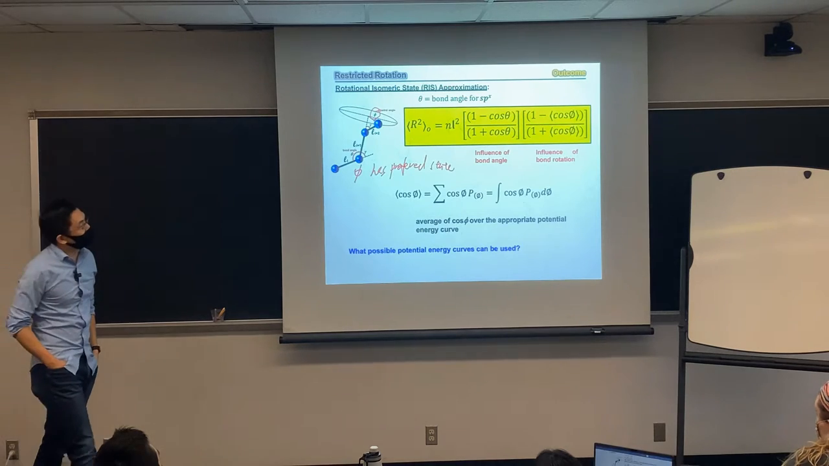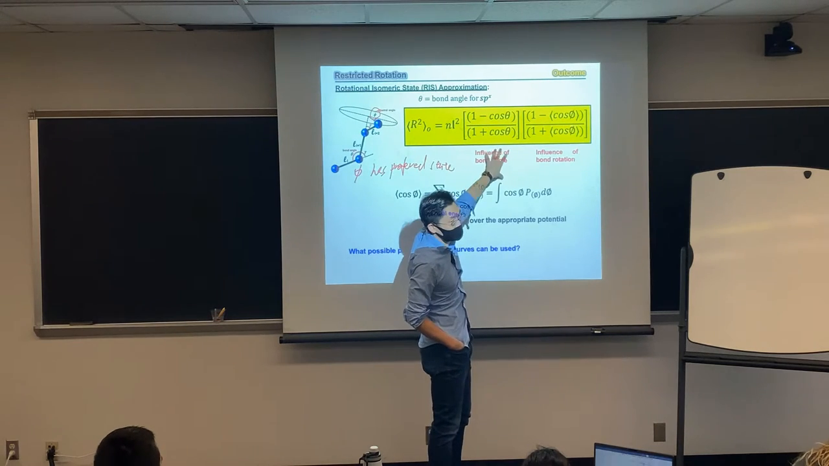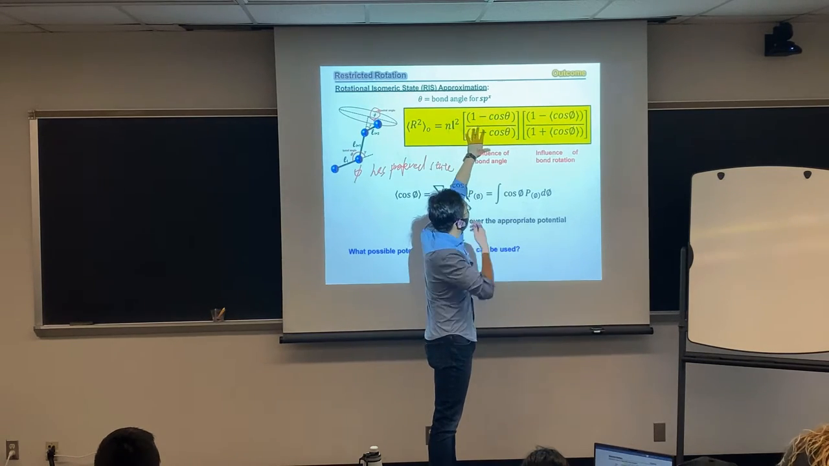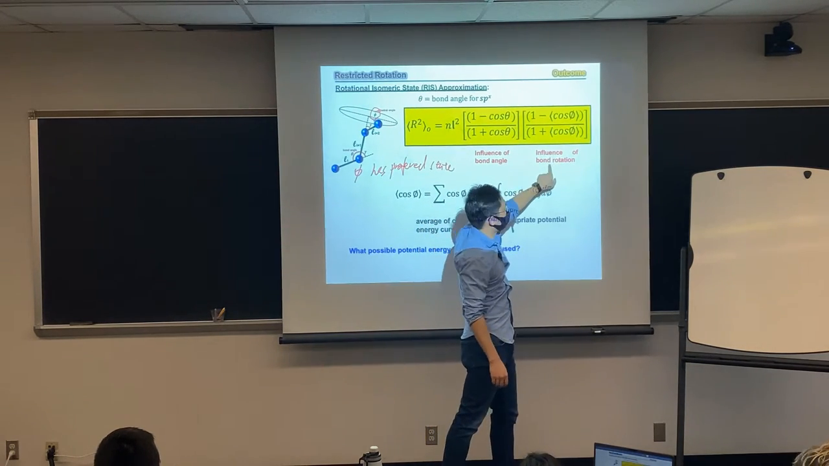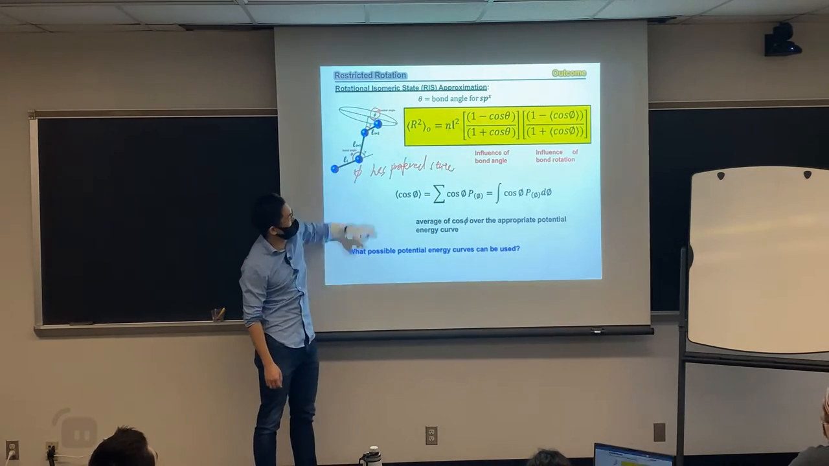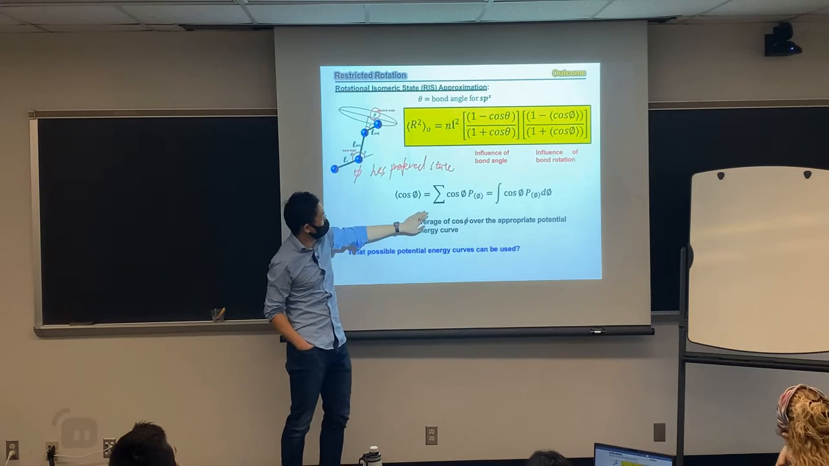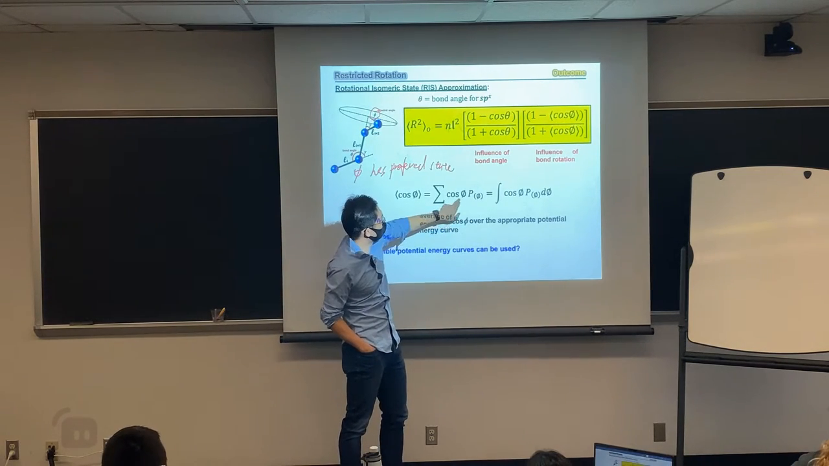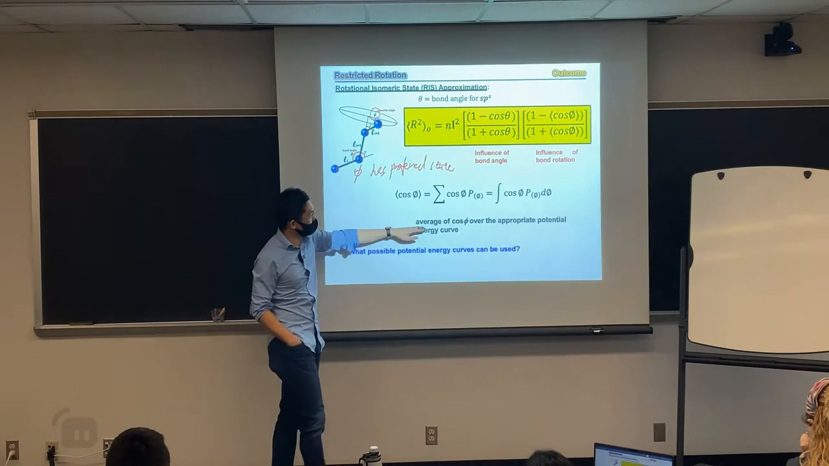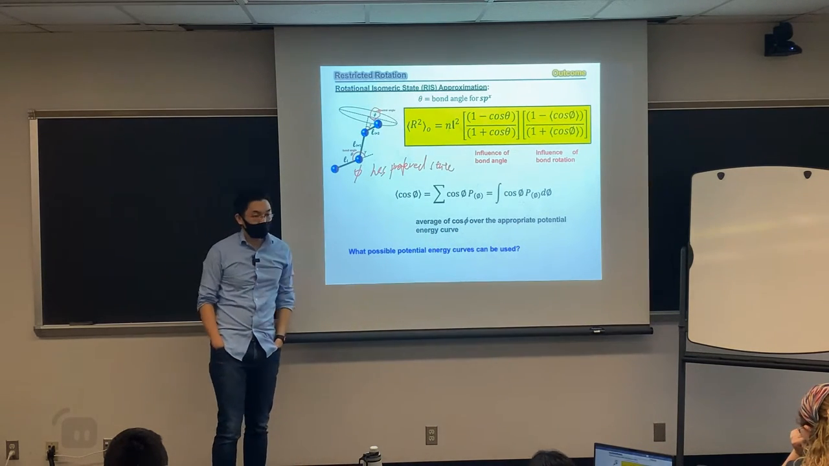The rotational isomer we covered last time, where we now need to consider two steps of expansion factor. You have the influence of bond angle, which is given here, and you have the influence of bond rotation given by the phi angle. So both the dihedral angle and bond angle come into play. The influence of the dihedral angle can be taken by looking at the cosine probability distribution of this dihedral angle, which is given here. It basically says the average cosine over a Boltzmann-weighted potential energy curve. Okay.